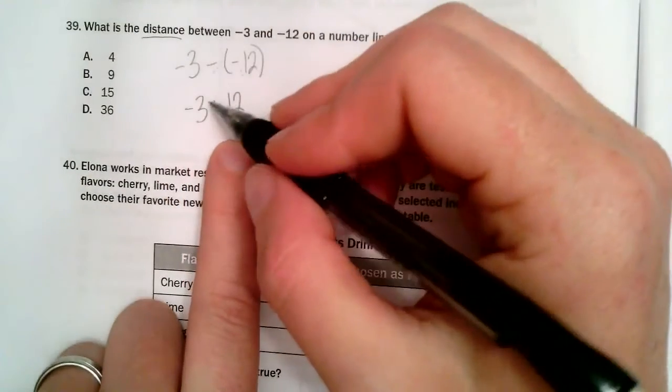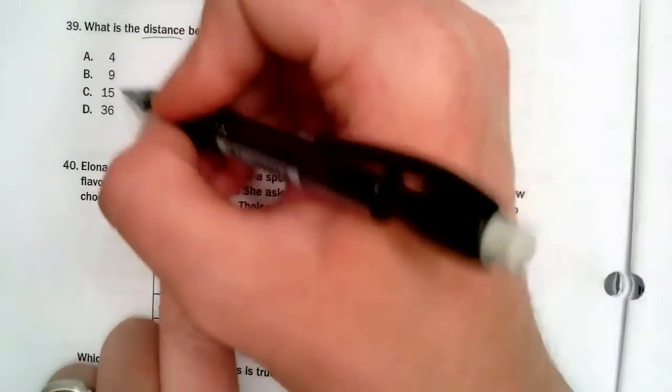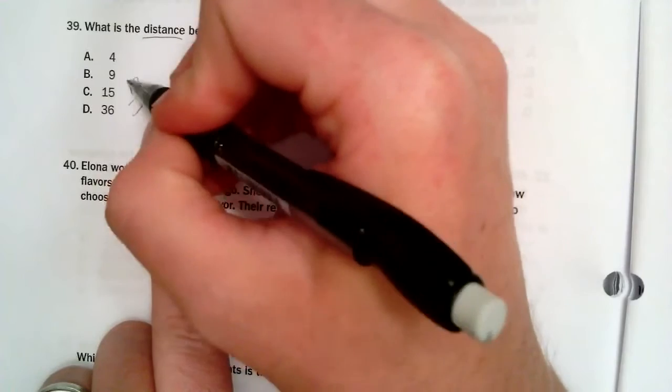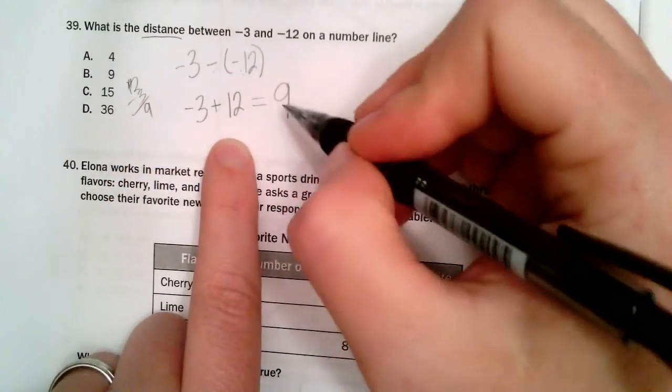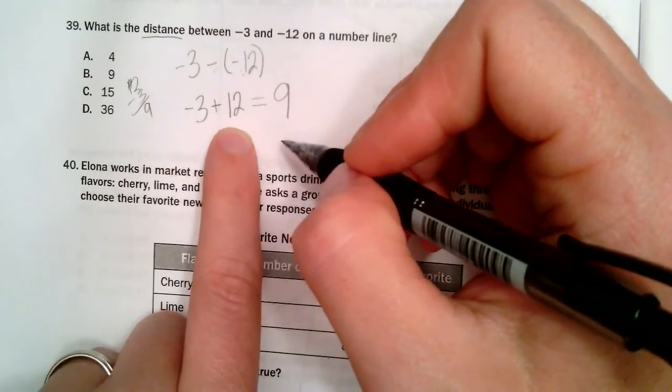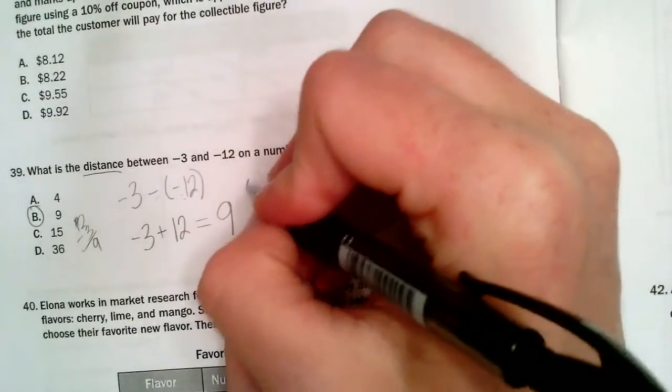Okay, now I've got an addition problem with different signs, so I'm going to subtract those two numbers from each other. 12 minus 3 leaves me with 9. 12 is bigger than 3, so I'm going to take its sign, which is positive. So the distance there is 9, which is B. Now another way you can solve that problem is to draw a number line.